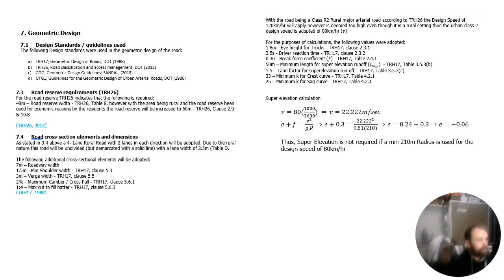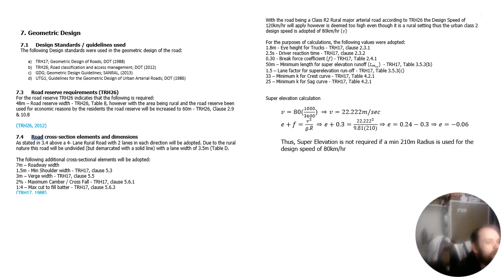Then I chose my road reserves, which in this case would be up to 60 meters. And then my cross-section dimensions: funny enough, the minimum shoulder width is 1.5, but because the curb is so close, we eventually went with 2.1. Then the design speed of 120 km/h seemed too high for a rural setting, so I adopted an urban class 2 design speed. With the amount of people that live in the area, even though it is rural, it's semi-urban in a way. So that's why I went with 80 kilometers an hour.